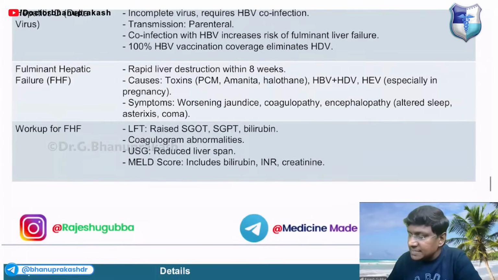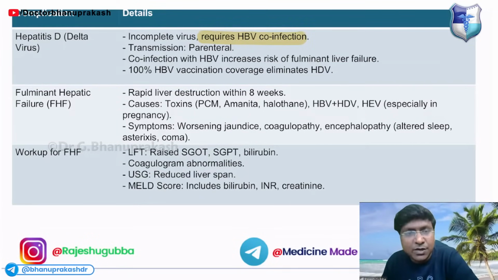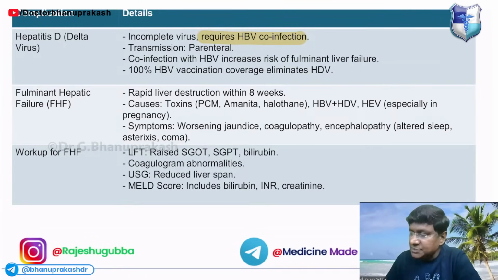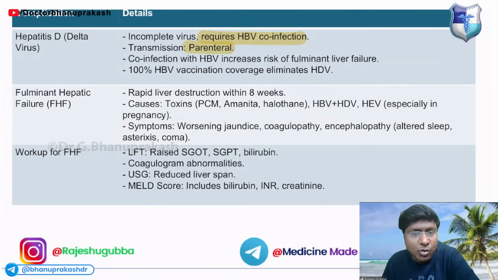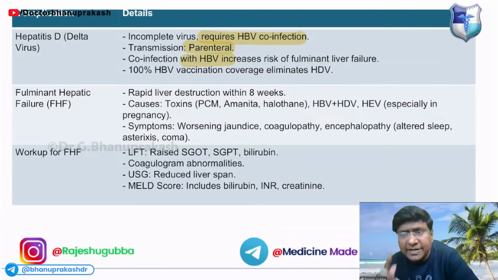Now, we were discussing hepatitis D. I said it is always an incomplete virus and it always requires the company of hepatitis B, so it requires hepatitis B co-infection. And how is it transmitted? That is the parenteral route. What does it require for its life? That is HBV. So HBV should always be present.